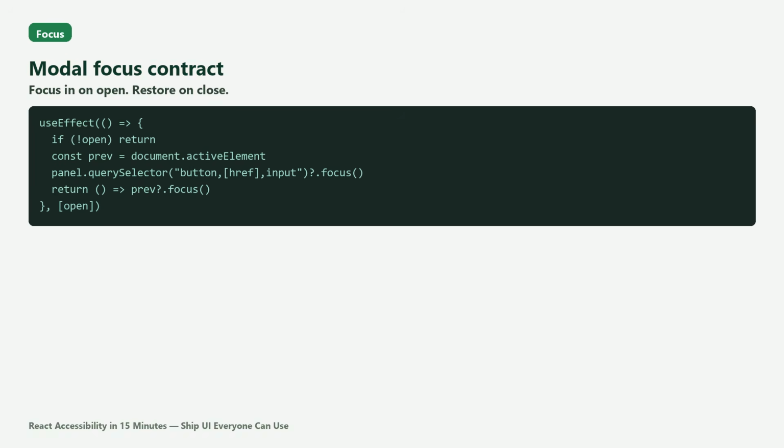Also give the dialog an accessible name and a visible close control. Escape should dismiss when appropriate. Background content should not remain interactive. That is the full modal checklist. Initial focus often belongs on the close button or the primary field. Pick the control that helps the task.